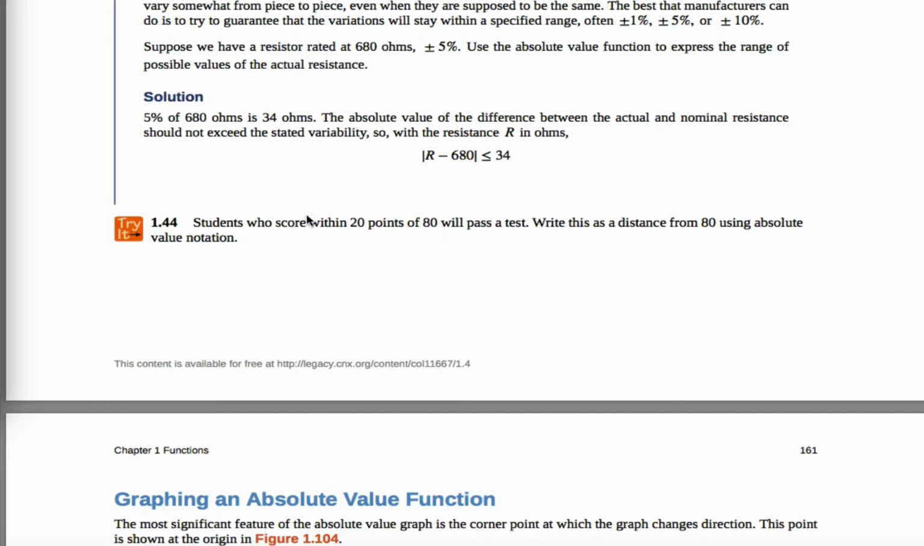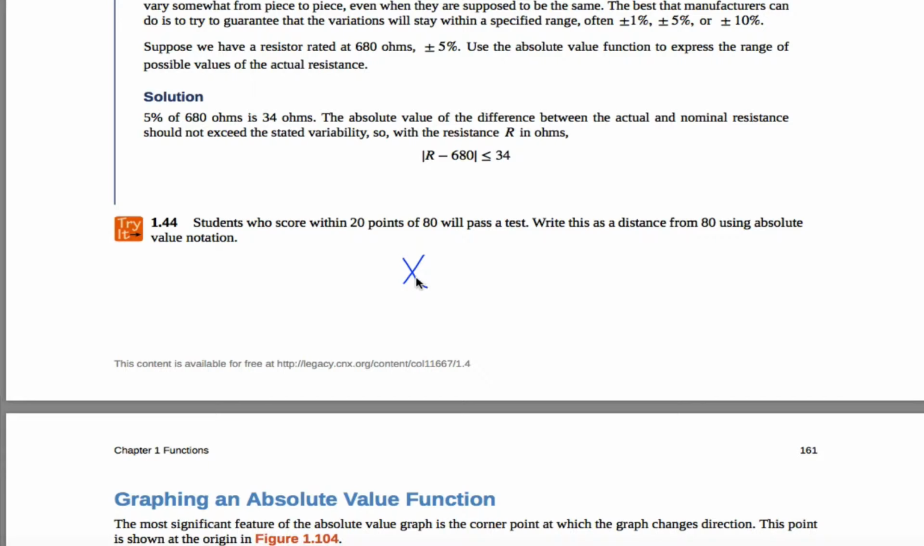So what's going on here is we've got students who score within 20 points of 80 will pass a test. What we don't know is the student's score. So we're going to introduce a variable, maybe X or S, that'll represent the score a student gets on a test. I'm going to go ahead and use an X. And then there'll be a 20 and an 80 floating around, and there's an example right above that will probably mimic what you're doing here. But rather than rely on this, let's just think about this Try It independent of anything else.